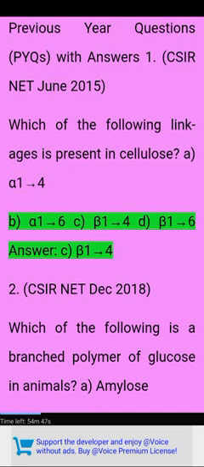Alpha 1→6. C. Beta 1→4. D. Beta 1→6. Answer: C. Beta 1→4.